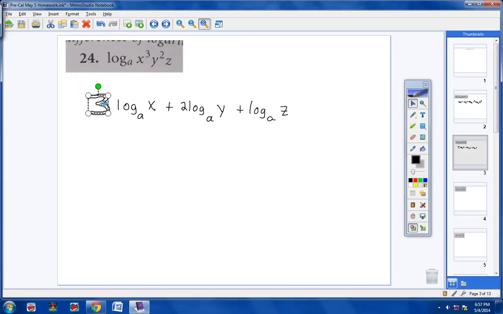Here we go. How's that? And then we'll just shrink it back down. There we go. And we are finished, okay?